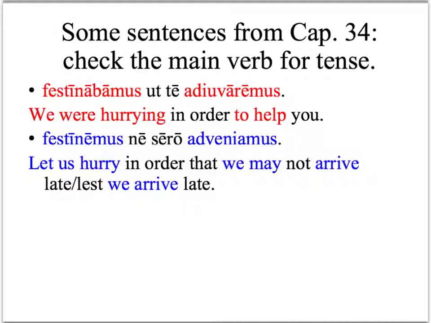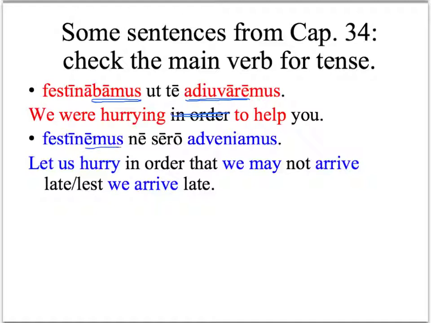Here are a couple of sentences from chapter 34. If I look at the main verb, I see festinabamus here, which tells me I've got a secondary tense verb. We were hurrying in order that we might help you. Can you see that I have an infinitive here plus a personal ending? I could translate it the long way, in order that we might help you, or I could translate in order to help you, or I could say we were hurrying to help you. So an infinitive in English is a purpose clause in Latin.